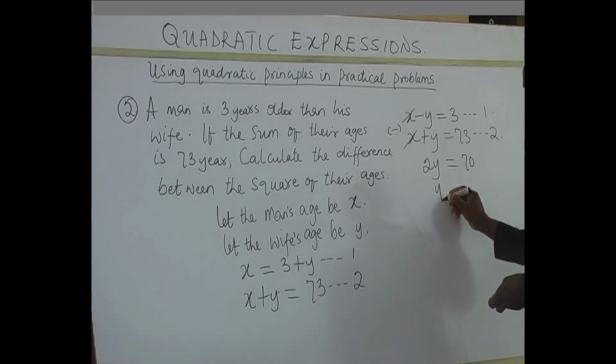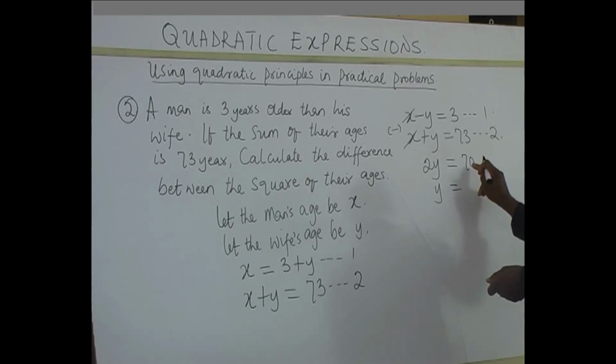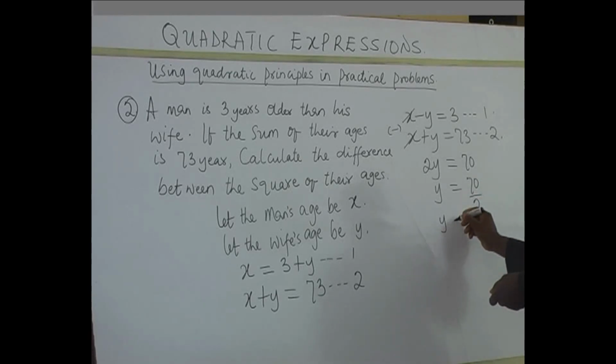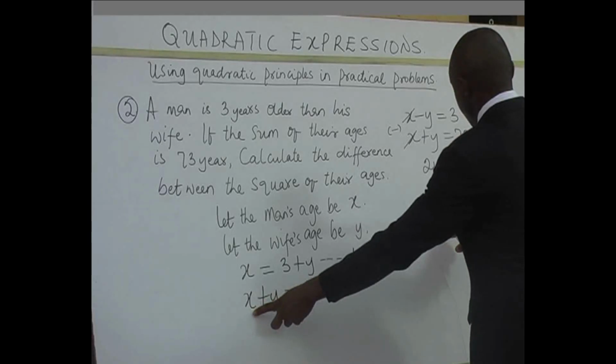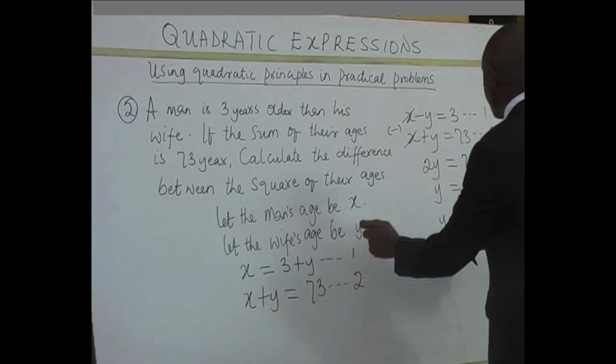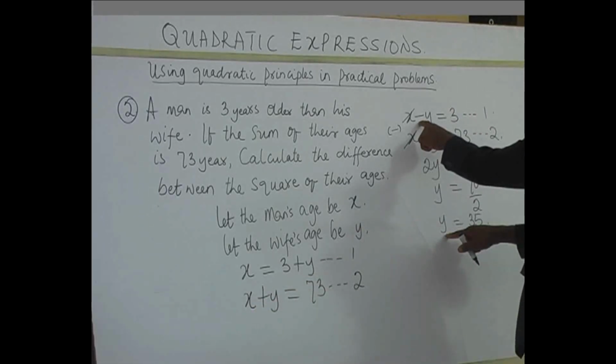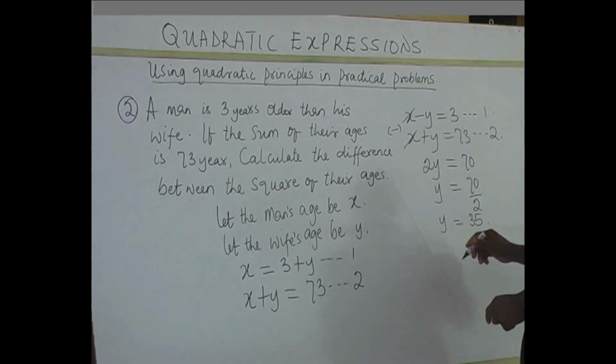That means dividing both sides by 2. You're going to have Y is equal to 70 divided by 2. That means Y is equal to 35. So if Y is 35, substitute 35 for the value of Y in any of the equations to get the value of X. Let's take the first equation, which says X minus Y is equal to 3.